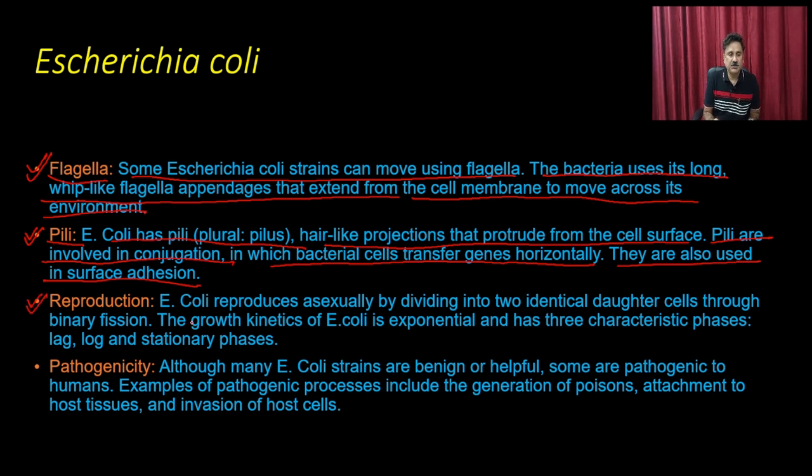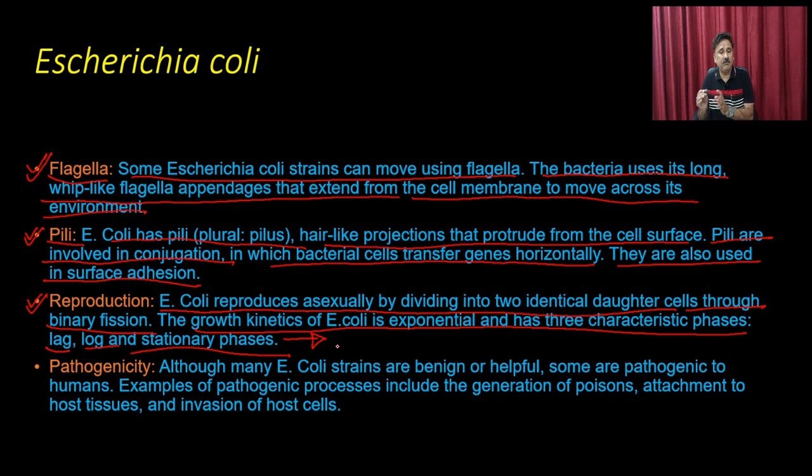Then reproduction. E. coli reproduces asexually by dividing into two identical daughter cells through binary fission. The growth kinetics of E. coli is exponential and has three characteristic phases: lag phase, log phase and stationary phase. All these we are not going to discuss right now, but we will discuss them when we discuss the preparation of competent cells and other processes.